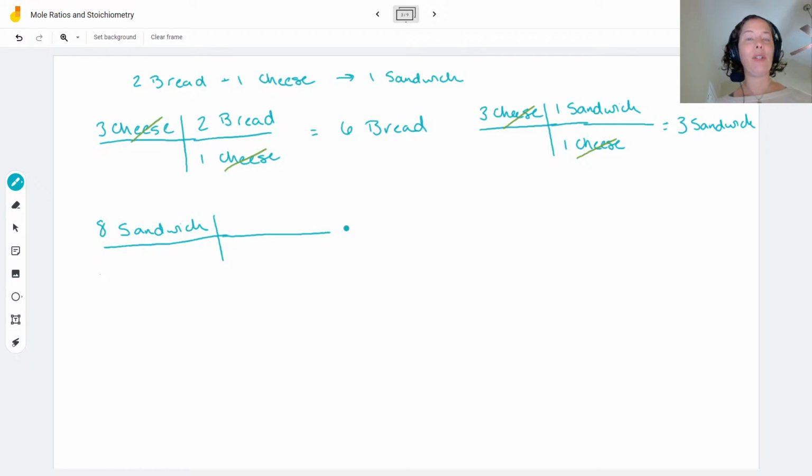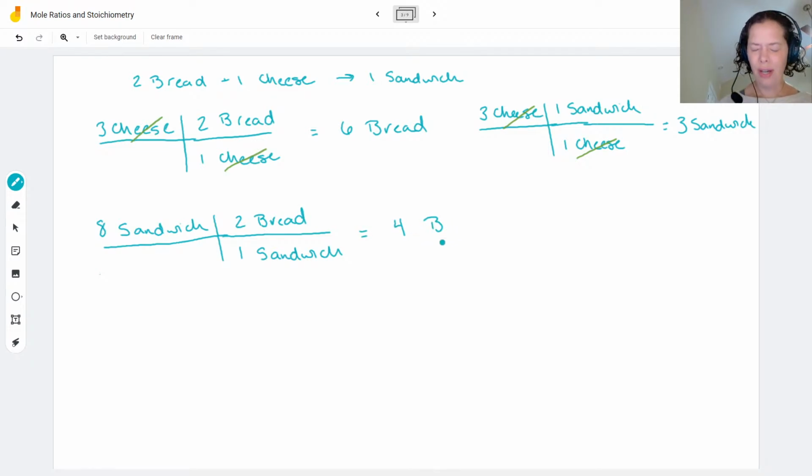And it doesn't matter which one you predict first. I think the problem asked me to predict bread first, so I'm going to go ahead with bread. So again, this is where my mole ratio goes, and it's 1-to-2. I want to make sure that my sandwich unit cancels. So I'm going to have 1 sandwich in the denominator, and this is going to 2 bread in the numerator, which of course gives me 4 bread. Oh, sorry, I divided. This is why we write things down. So 8 times 2 is 16.